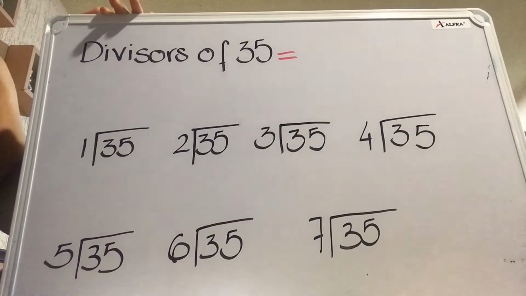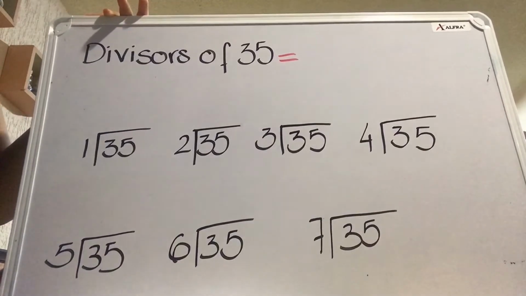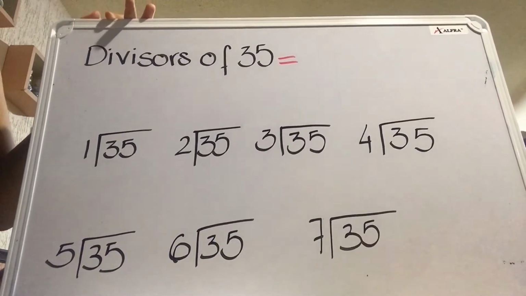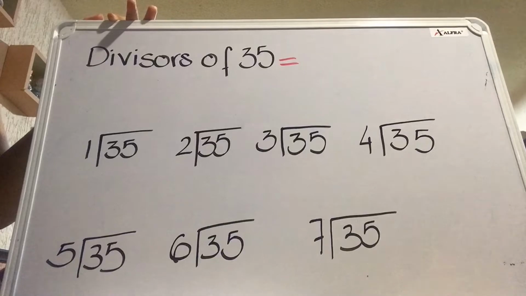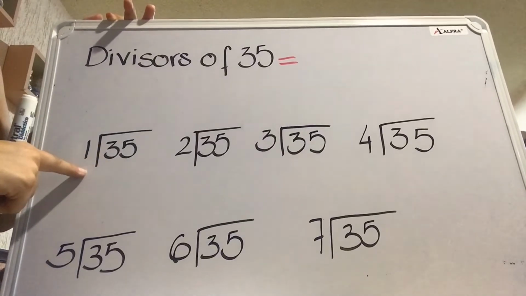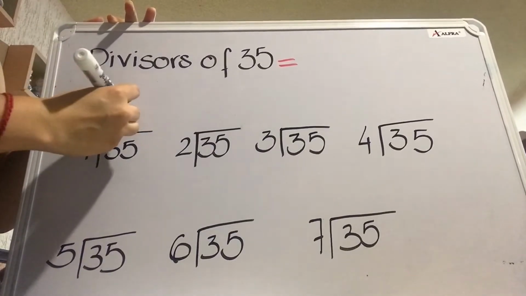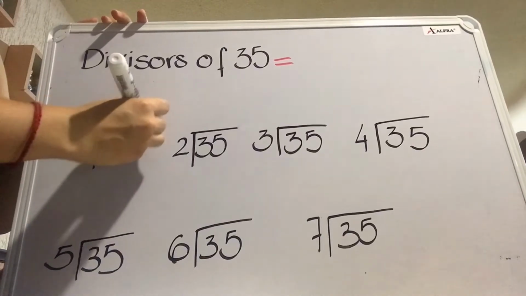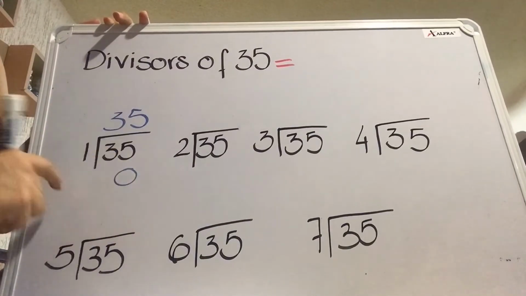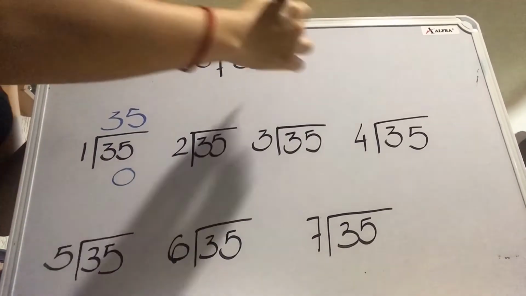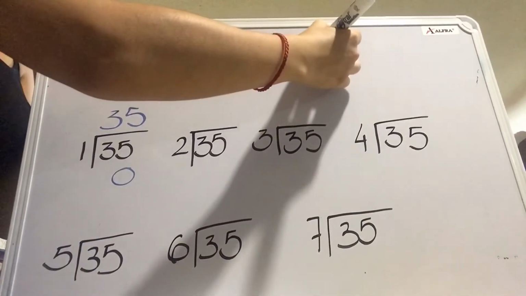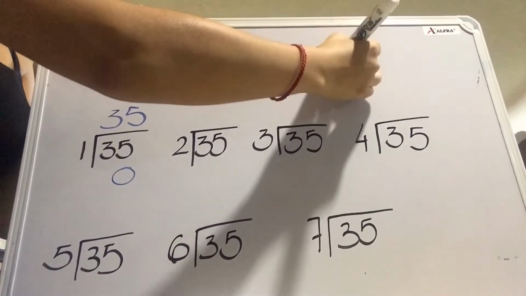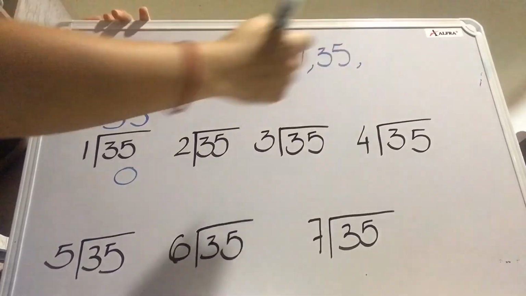Let's solve one more exercise. Let's obtain the divisors of 35. 35 divided by 1 equals 35. And there is no remainder, so 1 and 35 are divisors of 35.